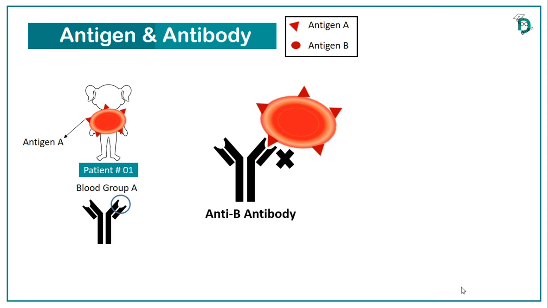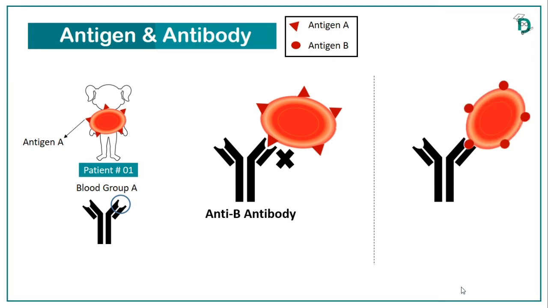This antibody is known as the anti-B antibody because when this antibody comes in contact with antigen B, it will attack that antigen. Or in other words, you can say that the anti-B antibody is anti or against antigen B. That's why we are calling it the anti-B antibody. But this is not compatible with, or you can say it will not attack, antigen A.